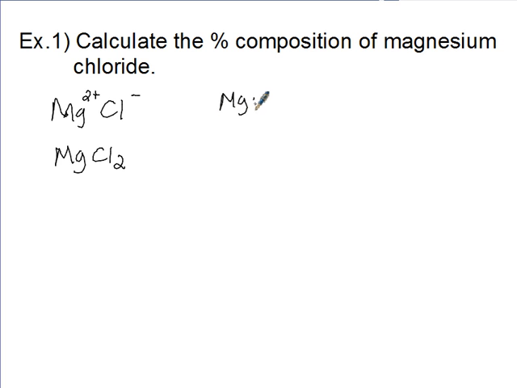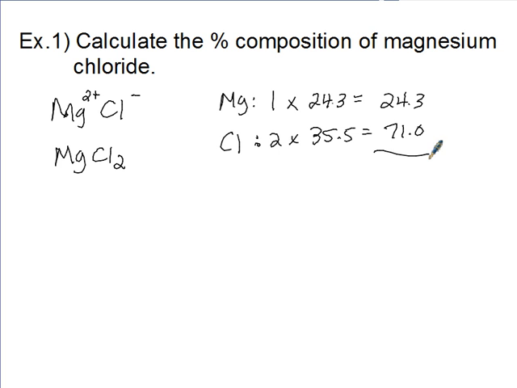All right, so Mg, we have 1 atom times the molar mass of magnesium, which is 24.3, so that gives us 24.3. And then for chlorine, there's 2 atoms times molar mass of 35.5, which gives us 71.0. We add those together for the total molar mass, and we should have 95.3 grams as the molar mass for magnesium chloride. So in order to find the percent composition of each element, we need to take the mass of that element divided by the total molar mass. All right, and we've already found those masses right here.